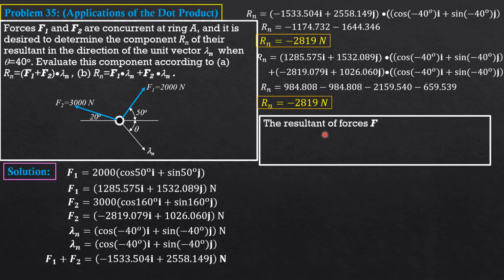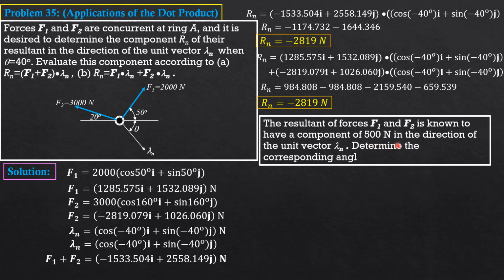For your part, the resultant of the forces F1 and F2 is known to have a component 500 newtons in the direction of the unit vector lambda n. So Rn is positive 500 newtons. Determine the corresponding angle theta. Show that this is the answer: theta is 40.59 degrees counterclockwise from the horizontal, meaning to say theta is above the horizontal. Not this one, but here. It's close to the force F1, and it is shown here. So that's your part.